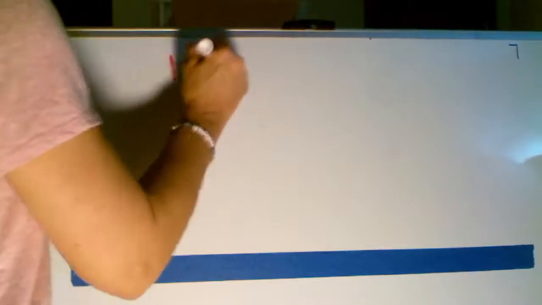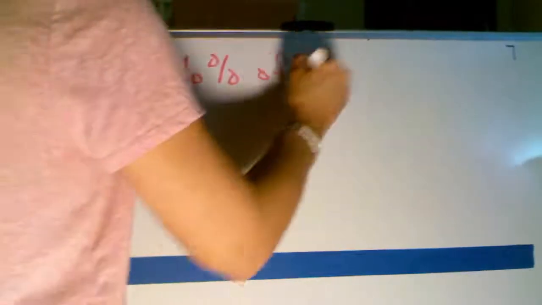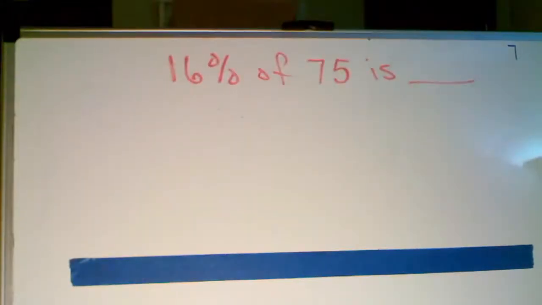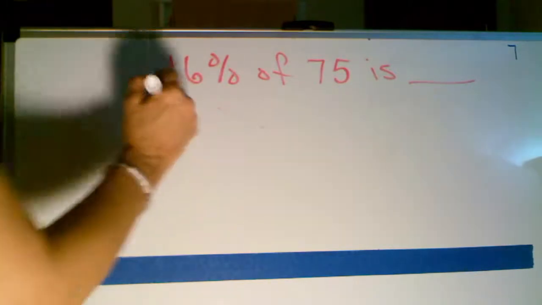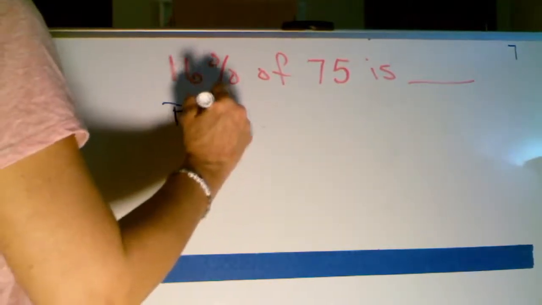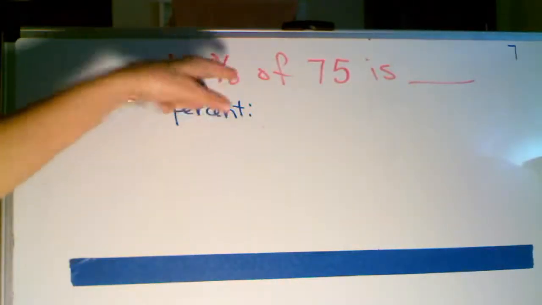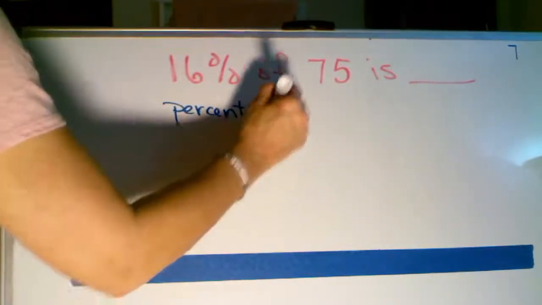All right, so we'll start off with a simple example. We'll look at example two. So 16% of 75 is some number. That's what we're going to find out. So the first thing we need to identify are the percent, the part, and the whole. So the percent, now the percent is always the easy one to find because it's the one with the percent number on it. So the percent is 16.